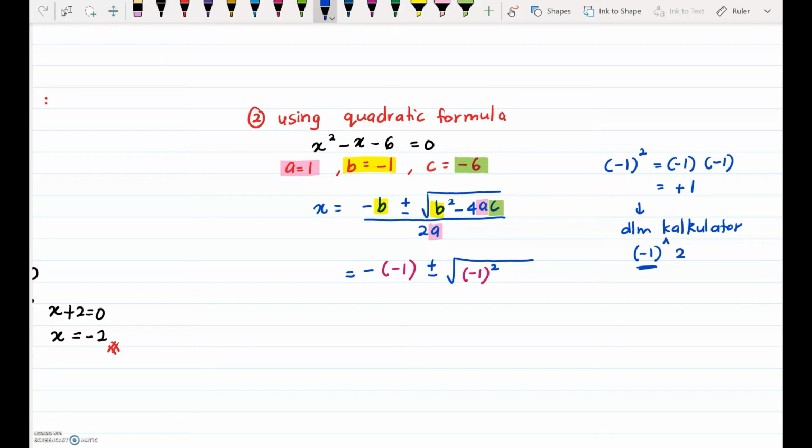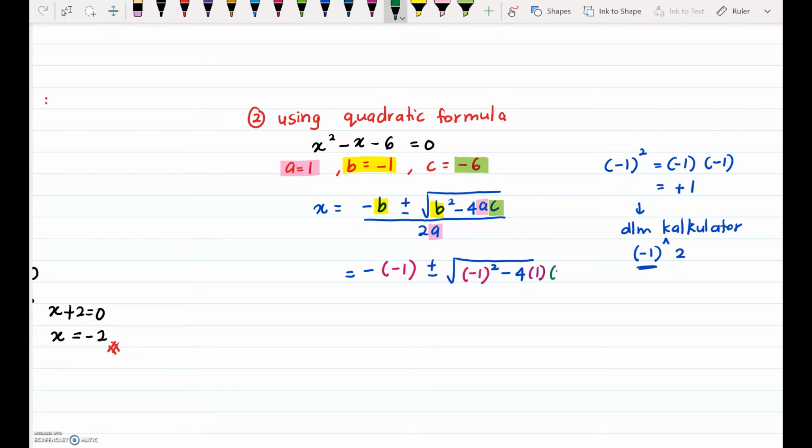Sebab kalau tak dalam kurungan, nanti dia akan kira sebagai negatif 1 kuasa 2. Negatif tu dia tak kira sekali. Okay, so make sure masukkan dalam kurungan negatif 1 tu. And then minus 4, and then a awak apa tadi? A awak 1. Kita guna huruf purple lah katakan. A 1. Okay, and then c berapa?